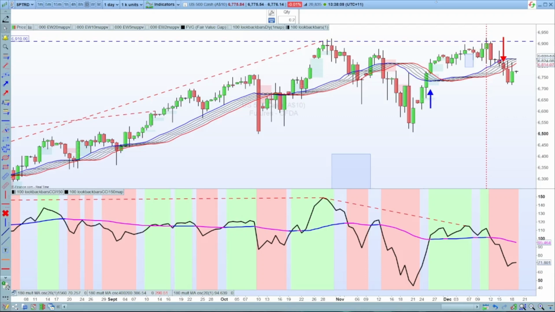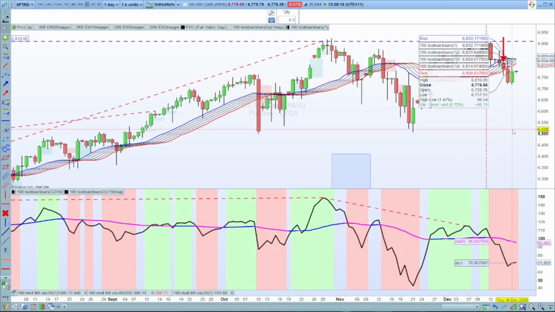On the daily S&P 500, after hitting this key support a couple of times, we're finally in a bearish scenario with taking short trades only.